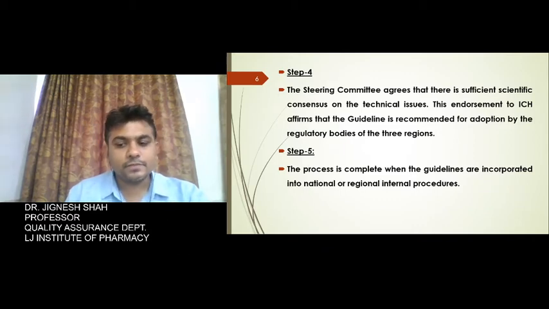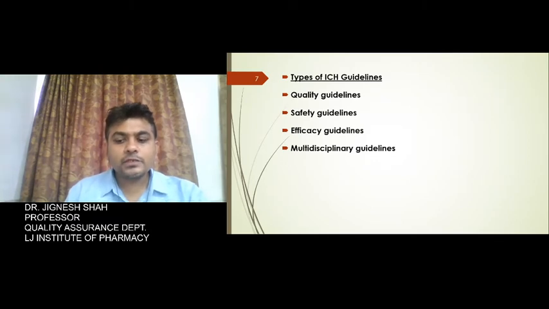Now, next is moving towards types of ICH guidelines. ICH guidelines have been divided into 4 different segments. The first is quality guidelines, the second one is safety guidelines, the third one is efficacy guidelines, and the last one is multidisciplinary guidelines. These are the 4 different segments of ICH guidelines.